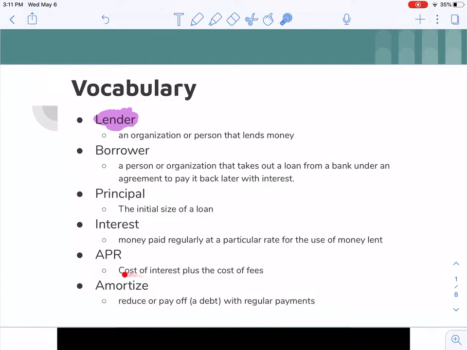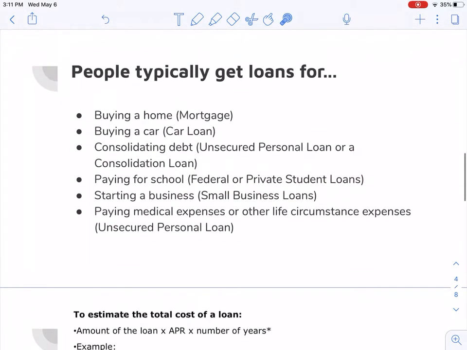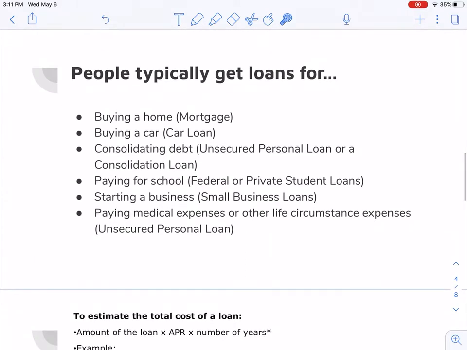And then to amortize is to reduce or pay off a debt with regular payments. And you'll see how amortization works in just a moment. That's a video that was watched in a previous lesson.